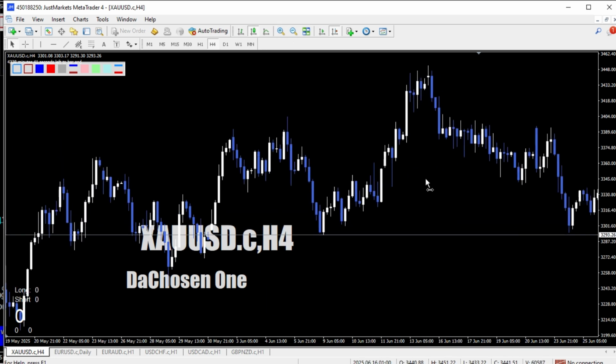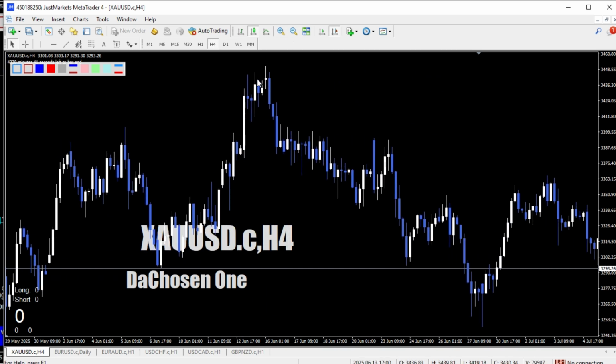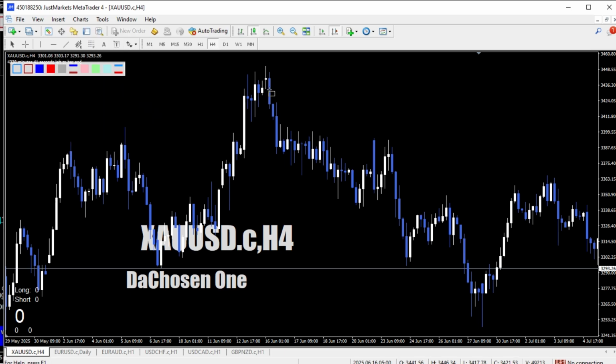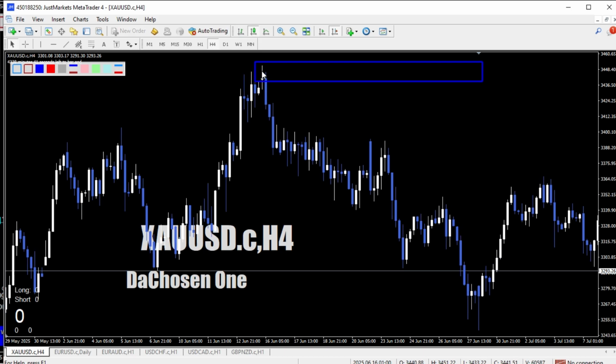As you can see, this is type 3. This is type 3. The first candle's shadow is higher than the second candle's shadow.